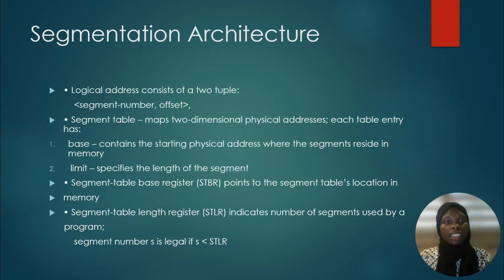Segmentation architecture. Logical address consists of two tuples, the segment number and offset. Segment table maps two-dimensional logical addresses to one-dimensional physical addresses. Each table entry has a base and a limit. The base contains the starting physical address where the segment resides in memory, whilst the limit specifies the length of the segment. Segment table base register points to the segment table's location in memory. Segment table length register indicates the number of segments used by a program.